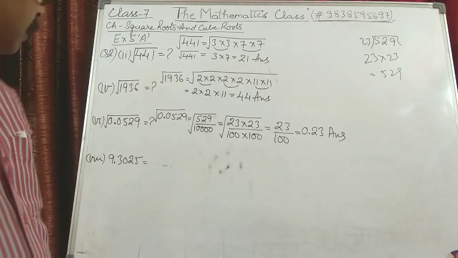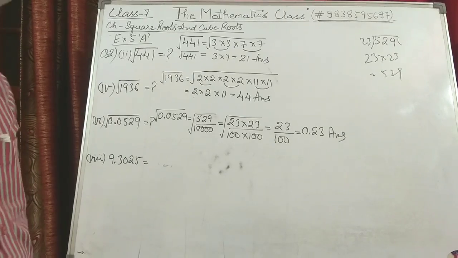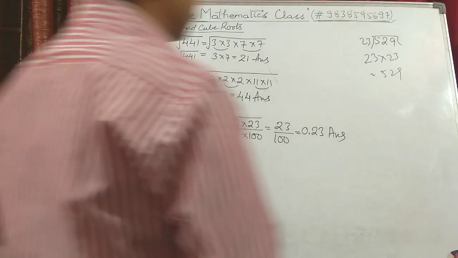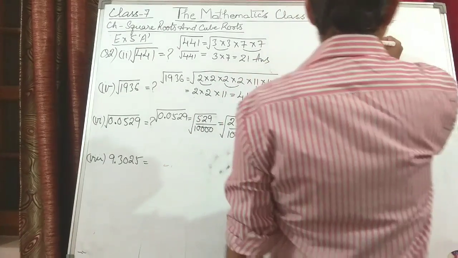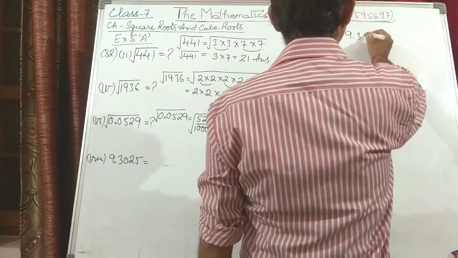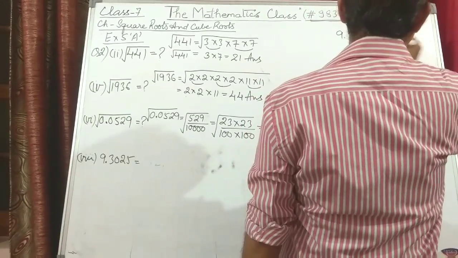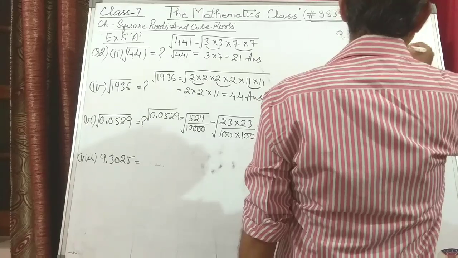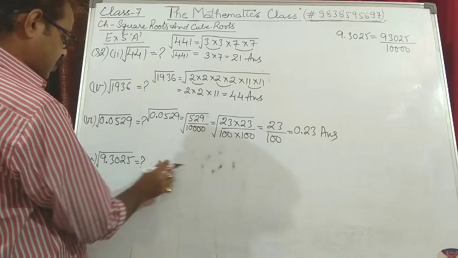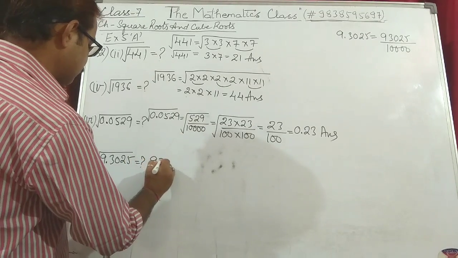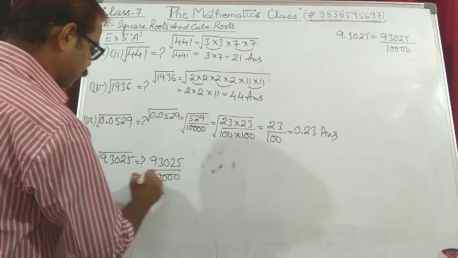Now next we will check about 9.3025. Let's see. 9.3025 can be written as 93025 upon 10,000. So I have to find the value of this. So we will write it as 93025 upon 1, 2, 3, 4 zeros.